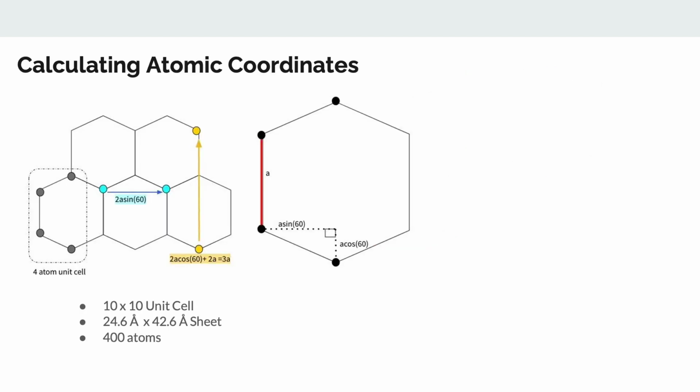So to calculate the atomic coordinates, I began by using MATLAB. I wanted to make a 10 by 10 unit cell sheet, which comes out to 24.6 angstroms by 42.6 angstroms, and I used the 4-atom unit cell and the trigonometric identities shown in this picture to generate the position of each of the 400 atoms in my sheet.